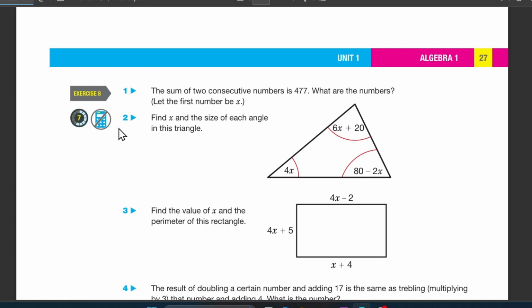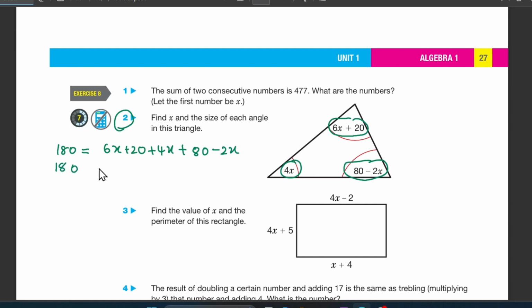So I'll do the second one. Find x and the size of each angle in this triangle. Okay, so one thing we know, the interior angles of a triangle should add up to 180. 6x plus 20 plus 4x plus 80 minus 2x. So that's 180.